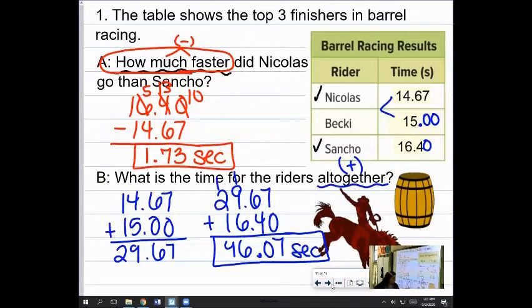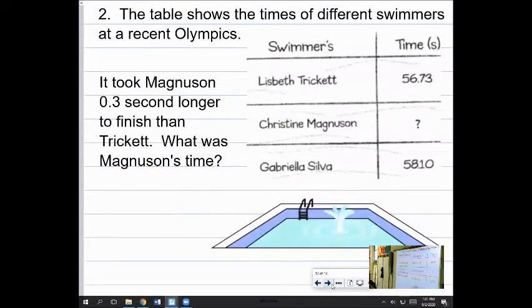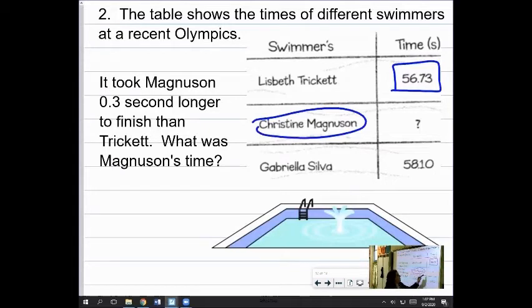Okay. All right, so next question here. The table shows the times of different swimmers at a recent Olympics. So it took Magnuson, sure we'll go with that, 0.3 of a second longer to finish than Trickett. What was Magnuson's time? So we do know Trickett's time. And it says that this person right here, we want to know their time, was 0.3 of a second longer.